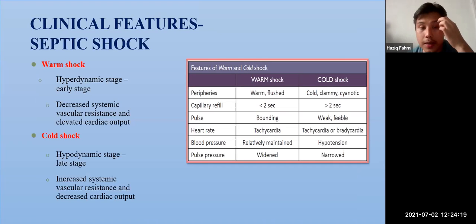So next, the clinical features of septic shock. It depends on whether the patient has warm or cold shock. Warm shock is a distributive type of shock, characterized by hyperdynamic or high output physiology with decreased systemic vascular resistance and elevated cardiac output. So it suggests an early stage of septic shock. Cold shock reflects increased systemic vascular resistance and decreased cardiac output. So it is a hypodynamic or late stage.